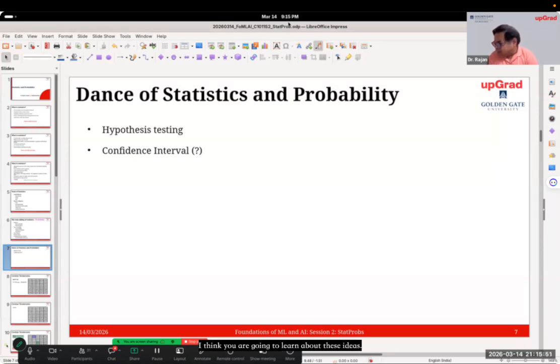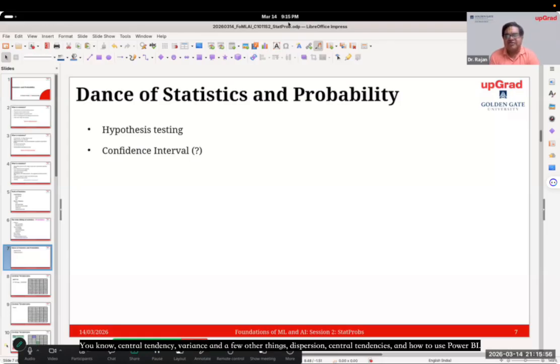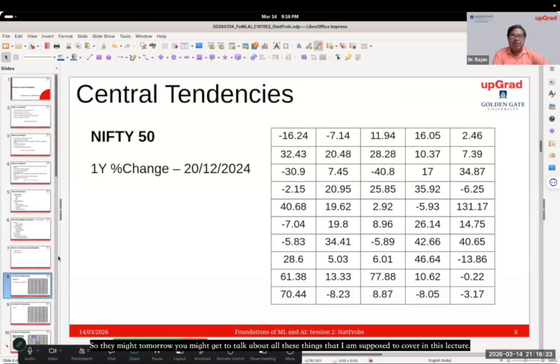I think you are going to learn about these ideas: central tendency, variance, dispersion, and a few other things, and how to use Power BI. If my memory is correct, that's what you are going to do. Or the lab faculty might start directly with MS Azure. I do not know how this is going to be, but that's an introductory, hands-on session for you in this statistics course.